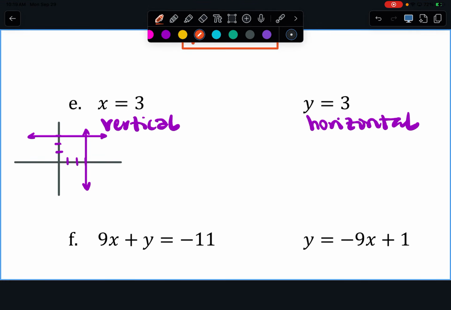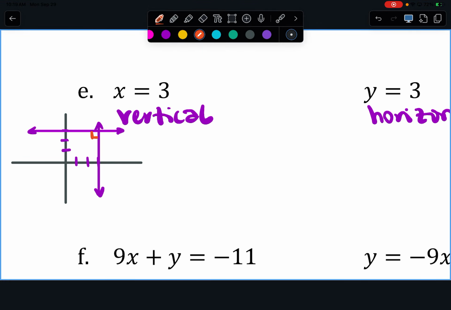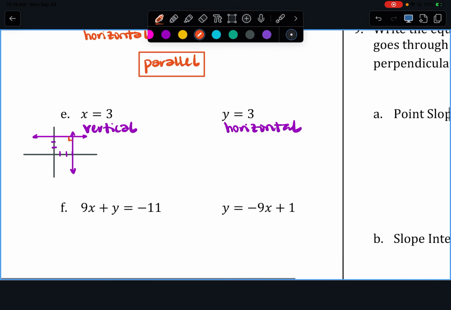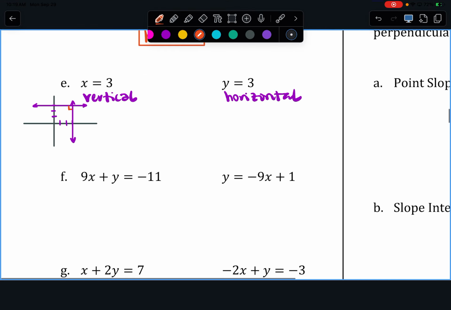Right? And of course, every vertical is automatically perpendicular with a horizontal line. Right? So perpendicular.